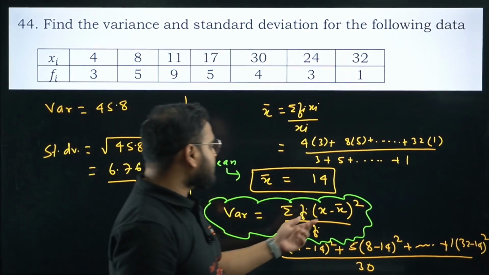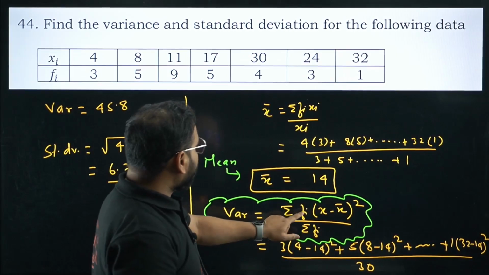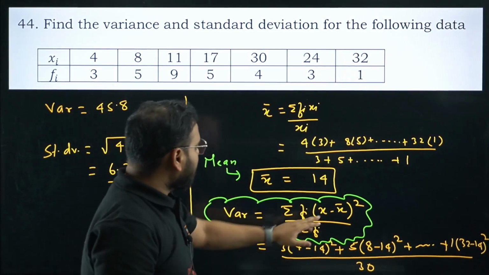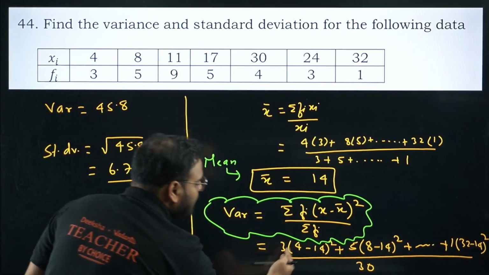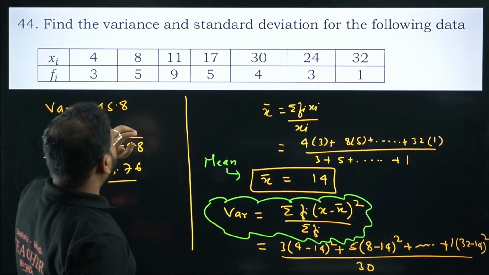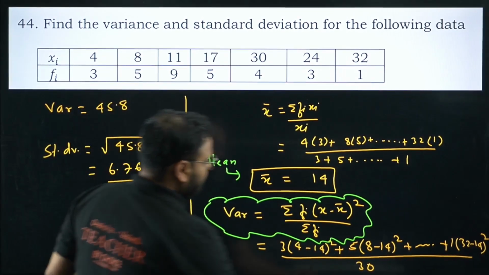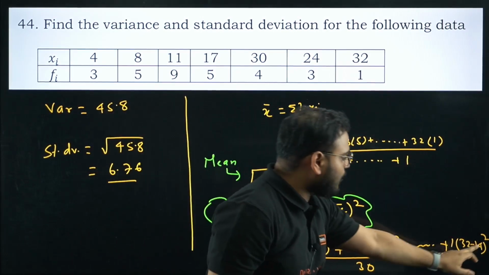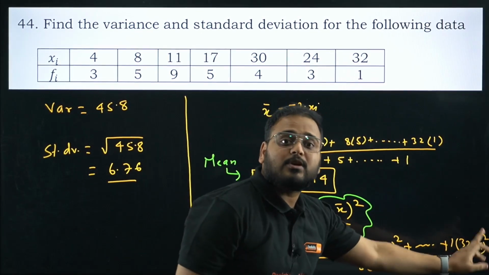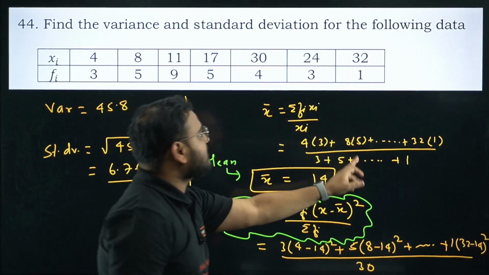Once you use this value, what will it become? Please check. The first frequency is 3 times (4 minus 14) the whole square. Check this out. Next, 5 times (8 minus 14) the whole square. The last will be 1 times (32 minus 14) the whole square, divided by 30.